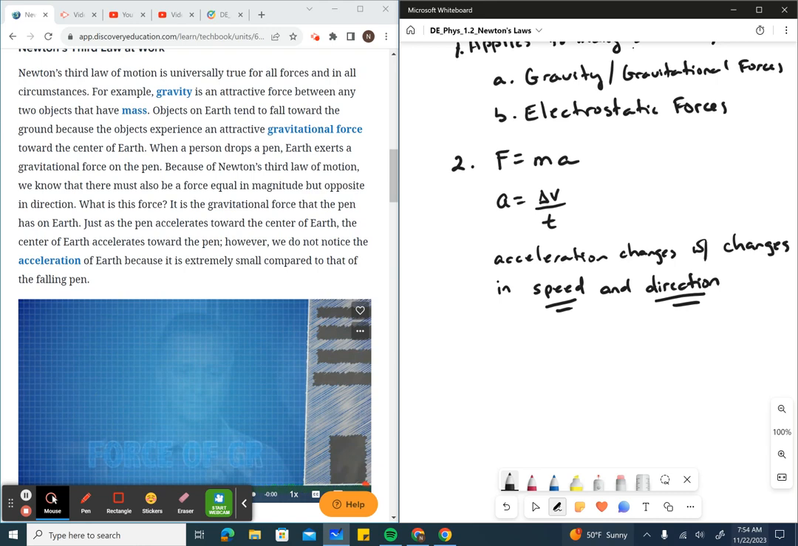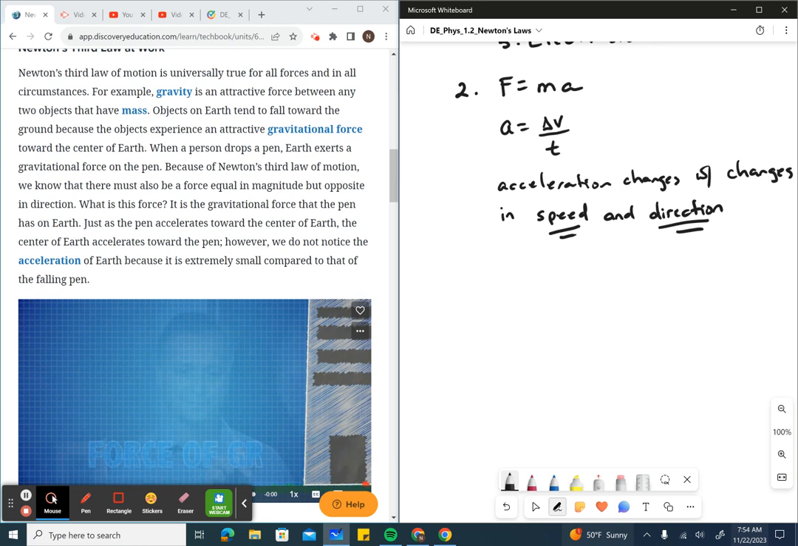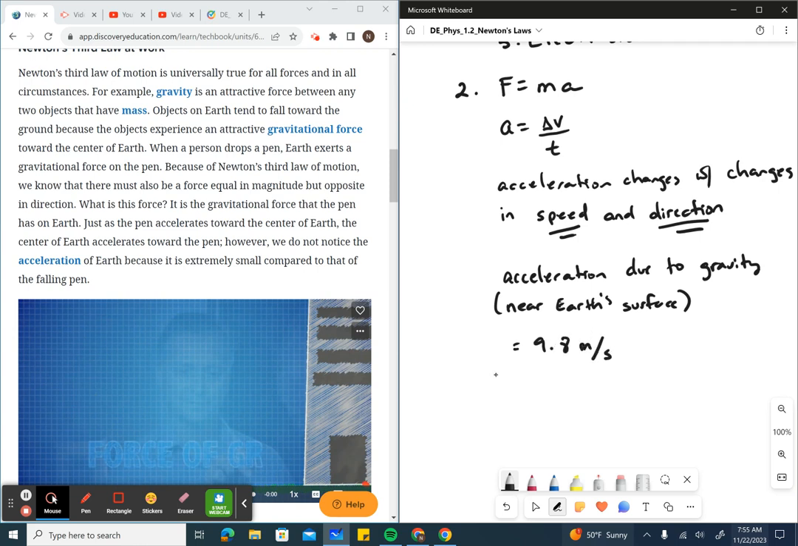Okay, and we also, again, a little bit of review, we talked about the acceleration due to gravity, and we're talking about near, remember, on Earth, near Earth's surface. And that is equal to 9.8 meters per second squared. Okay, these are just some numbers that we've dealt with, we've talked about, and we just want to make sure you have a pretty good understanding of it.